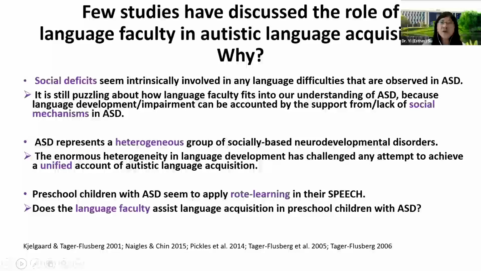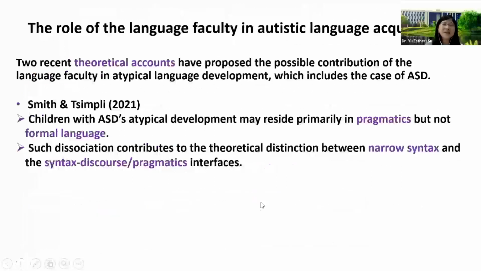Although so far few studies have discussed the role of the language faculty in autism language acquisition, we have some improvements recently, because two recent theoretical accounts have proposed a possible contribution of the language faculty in atypical language development. These two studies are not focusing on children with ASD per se, but they include the case of ASD.